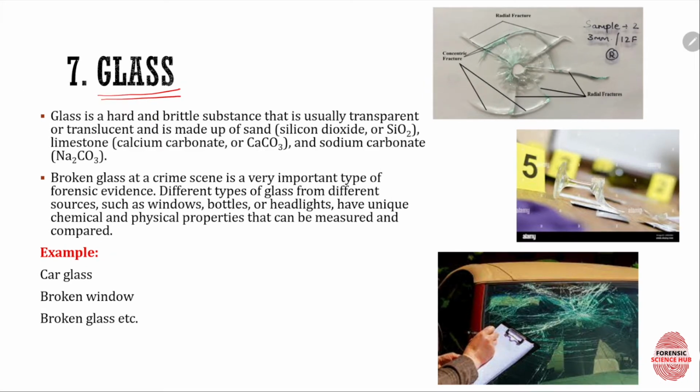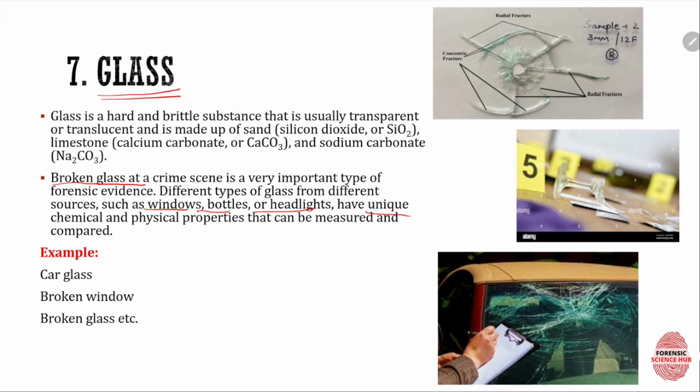And since glass is so commonly used, it is often found at the crime scene as well. As I said, we use that in windows, so the perpetrator might try to break in through the glass. So in that case, glass will act as an evidence. So generally at the crime scene, we find broken glass pieces and that acts as an evidence. The sources of glass could be multiple. For example, it could be from window, bottle, headlights in the case of car crashes.